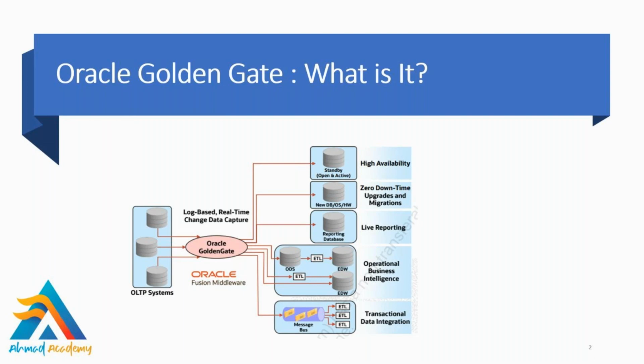In the diagram, you can see that it is providing high availability. It is providing zero downtime in upgrade and migration. It is used for live reporting, for operational business intelligence, and for transactional data integration. So this is Golden Gate. And why do we need Golden Gate? We have some points on that.